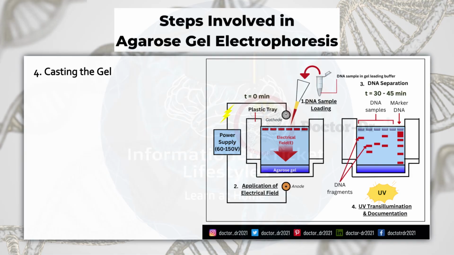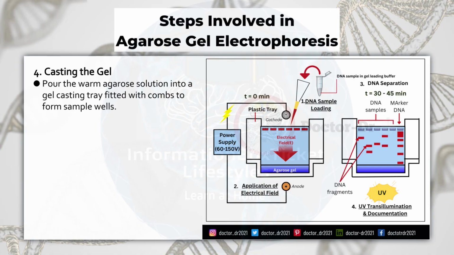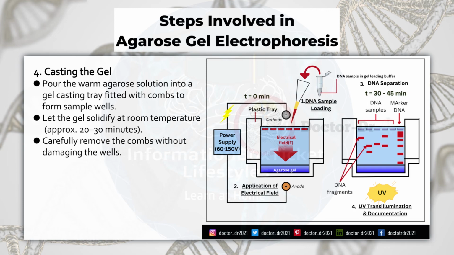Number 4. Casting the gel. Pour the warm agarose solution into a gel casting tray fitted with combs to form sample wells. Let the gel solidify at room temperature, approximately 20 to 30 minutes. Carefully remove the combs without damaging the wells.